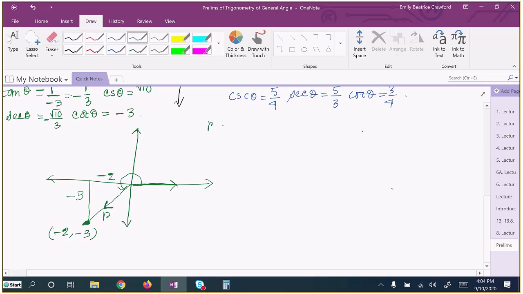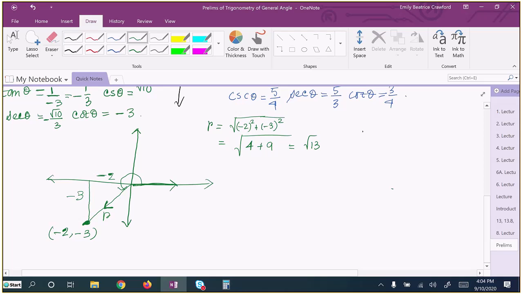So this is our setup, and we're going to find out the radius or the hypotenuse of the triangle. So it is going to be radius equal to square root of negative 2 square plus negative 3 square. These are the two sides of the triangle. So that is square root of 4 plus 9, and that is square root of 13.